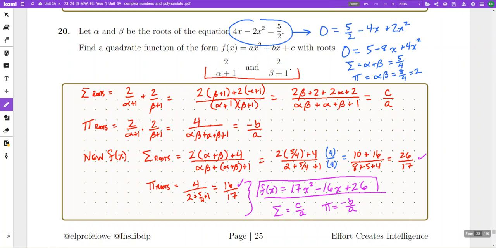So a fairly tough problem, but a nice challenge for this advanced math class that is IB, higher level maths. So using Vieta's theorem. Thank you for your time.